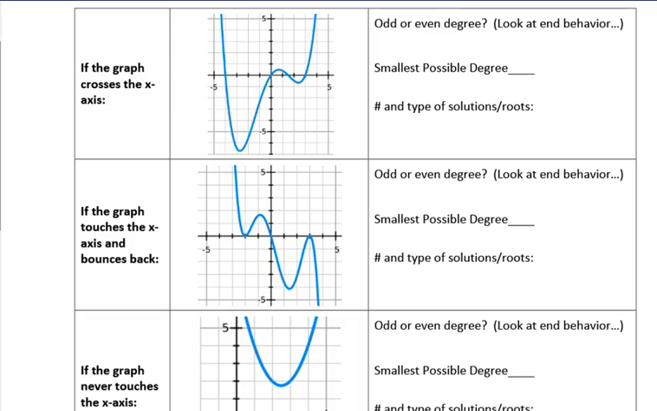What about this? Is this odd or even? Bill's really getting it. So going in opposite directions, it's odd. What is the smallest possible degree? 3. How many turning points does it have? 3. So what's the possible degree? 4. There you go.